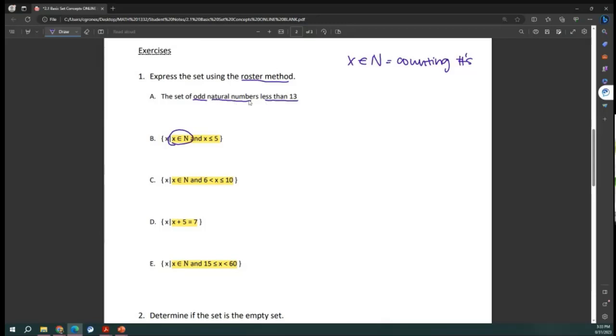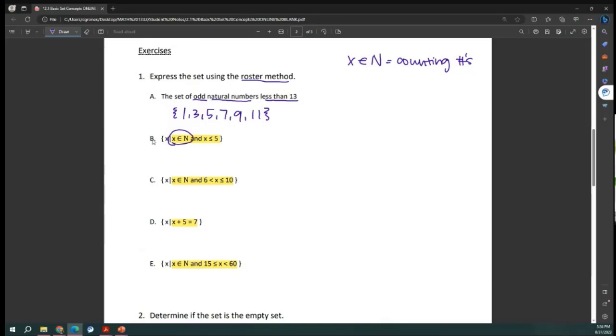So since we're looking at the natural numbers, we know that we're looking at our positive numbers. We are also looking at the odd numbers and then less than 13. So what would y'all think is in this set? Yes, 1, 3, 5, 7, 9, and 11. And I have opened it up with braces at the beginning, and then closed it at the end, and then put a comma between all the elements.